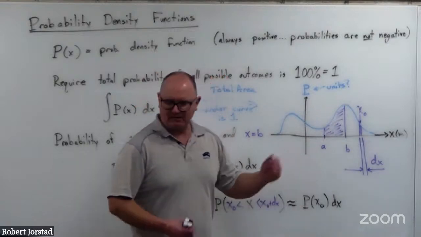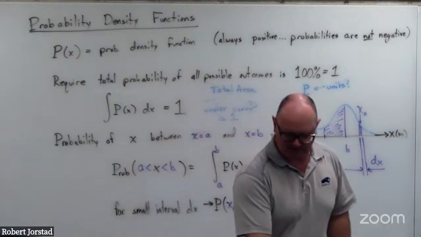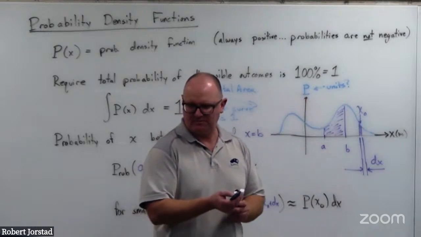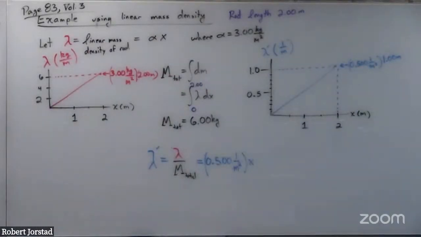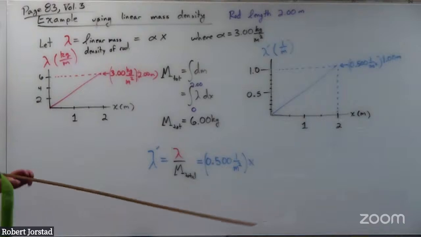Now, let me give you an example with some numbers worked out here. Let's go to the other board. And this is on page 83 in the workbook. I'm going to try and explain how you could actually do this. You've already done this stuff, but maybe it didn't seem like it.